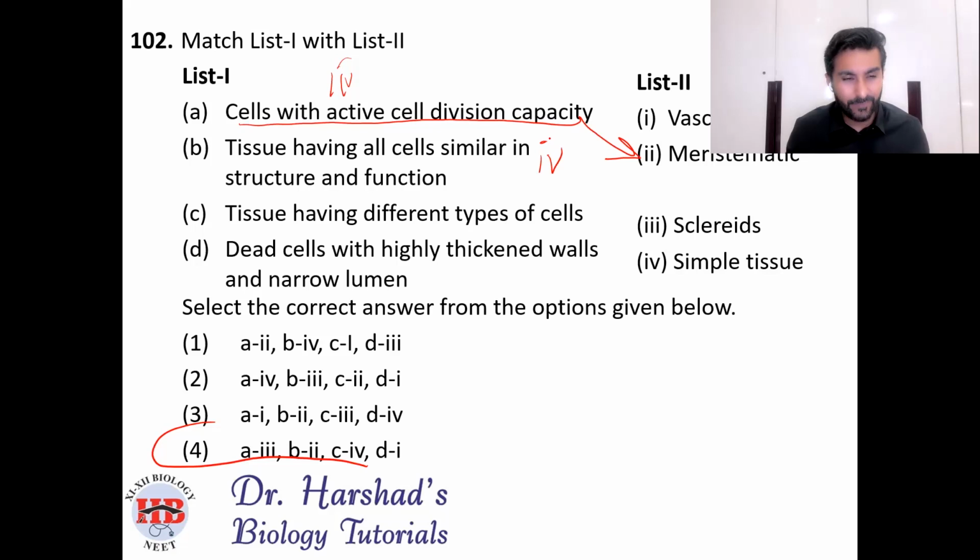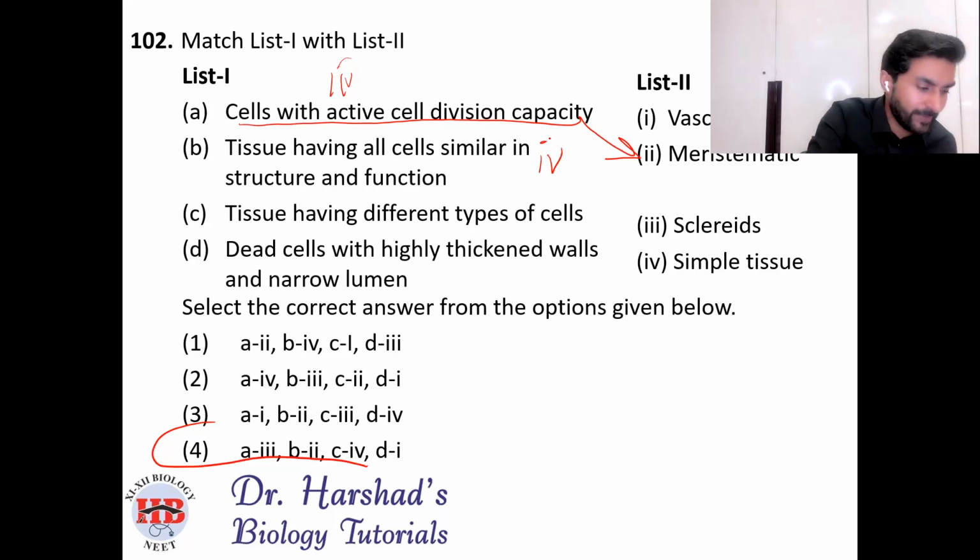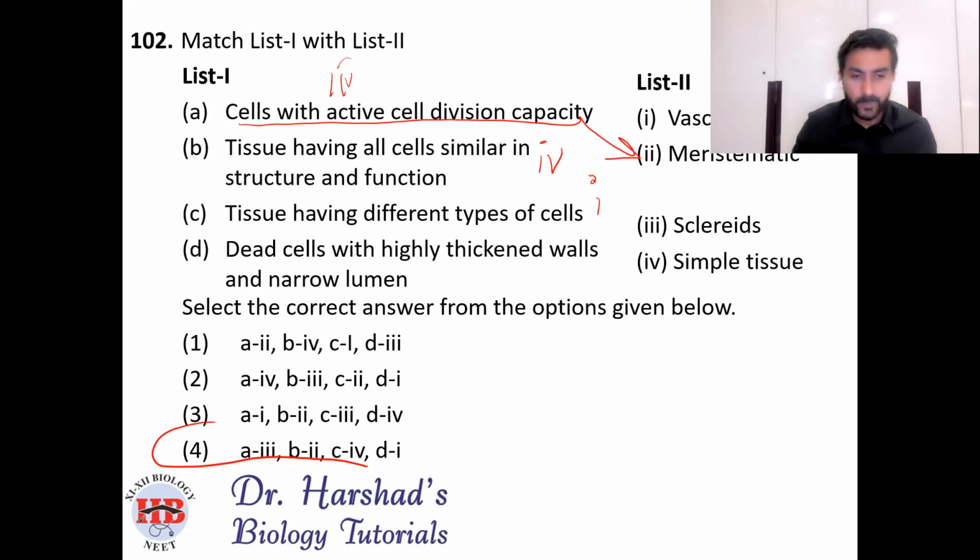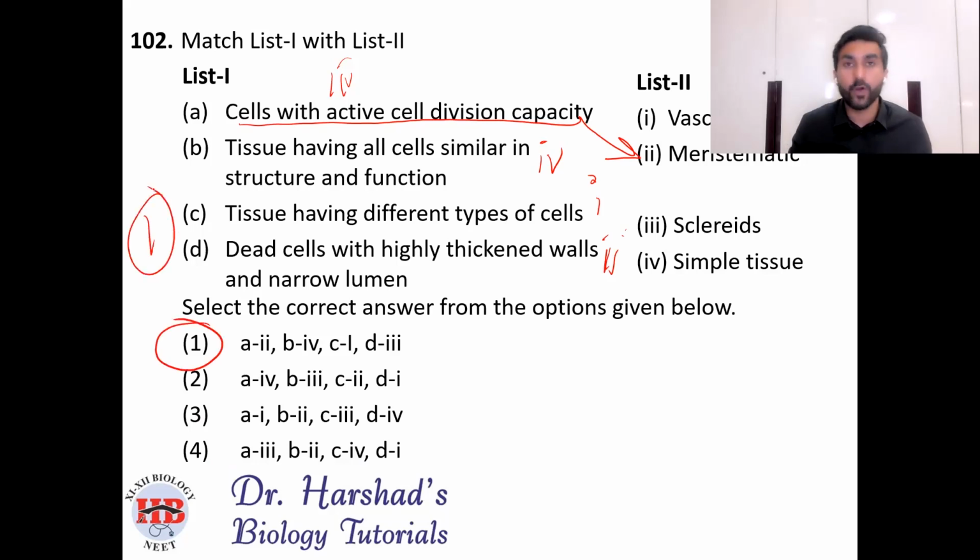Then you have tissues having different types of cells. That is your vascular tissue. There's a spelling error here, so it should be vascular tissue. So C will be 1. So A will be 2, B will be 4, and C will be 1. Dead cells with thickened walls would be D3. So we have A2, B4, C1, and D3. Yeah, so my bad. The option which is correct here would be option number 1.